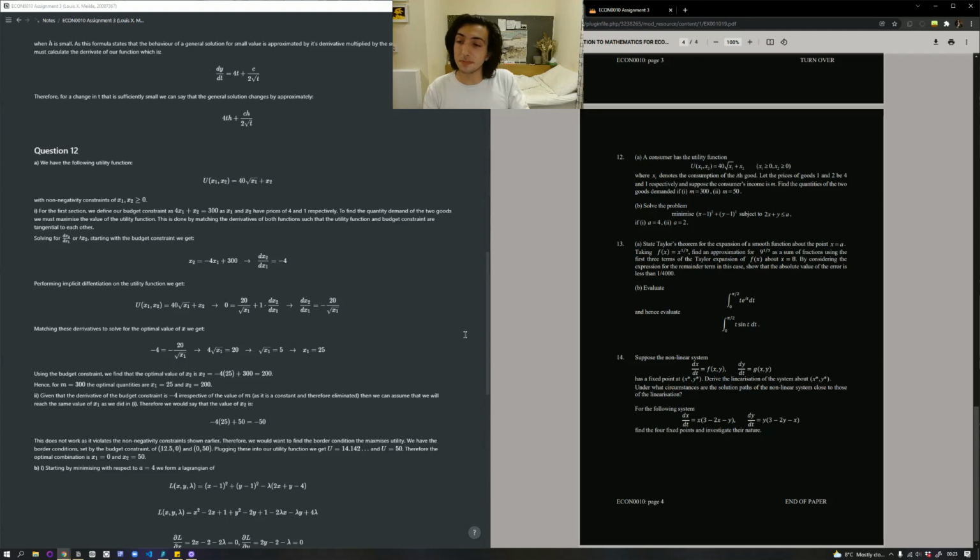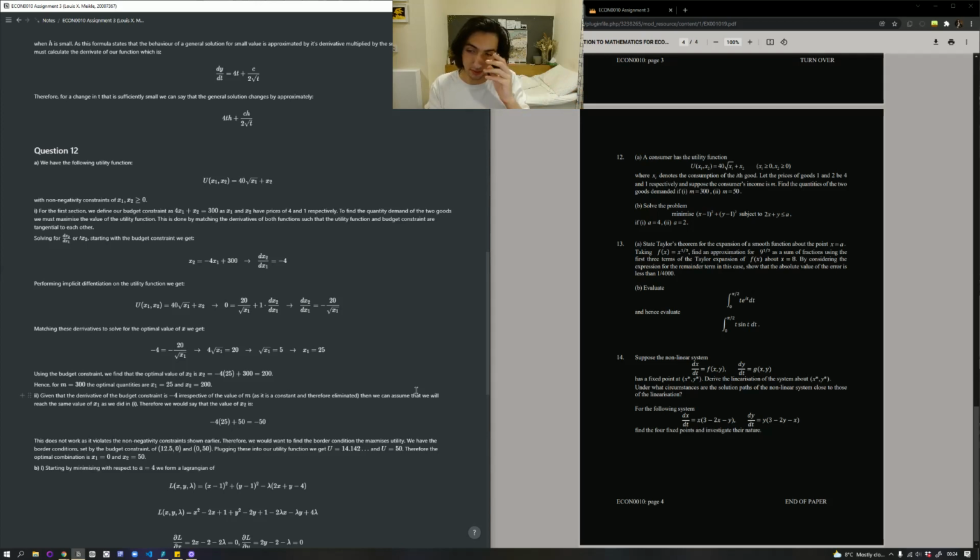So for 300, we can quite easily see we've got the constraint here: 4x1 plus x2 equals 300. And so we're going to find the derivative of that budget constraint. It's -4, as we know, so that's our MRT. And now to find the function for the MRS, we implicitly differentiate our utility function, which gives us a derivative of -20 over root x1. Matching these two derivatives up, you get a value of x1 that is optimal, which is 25 in this case.